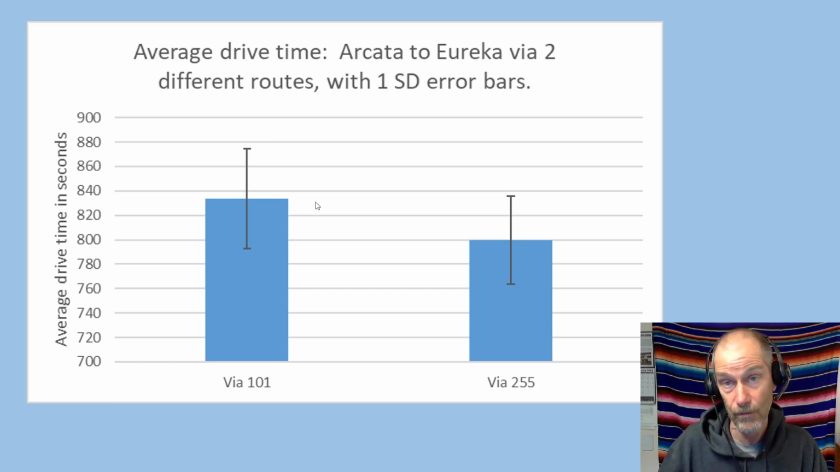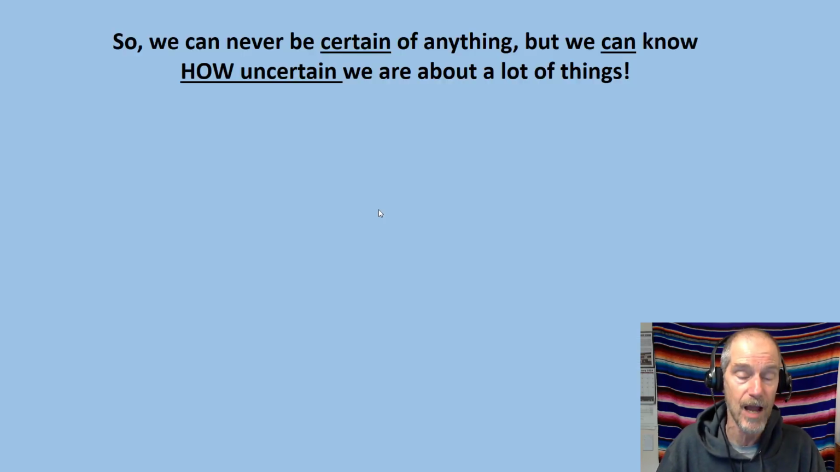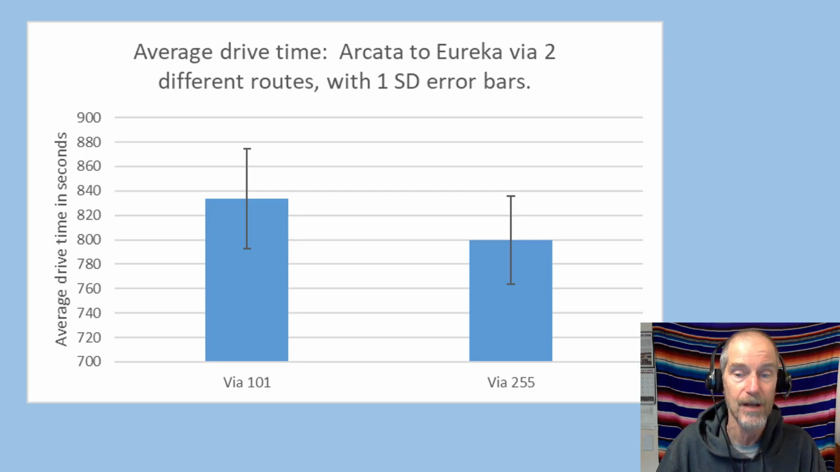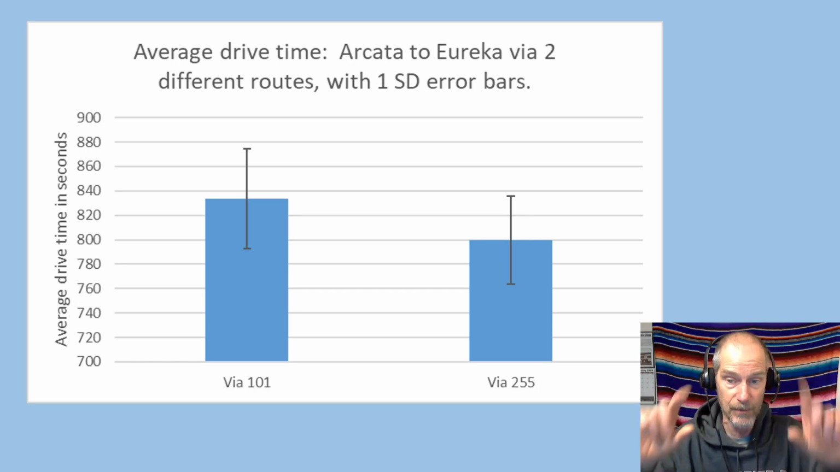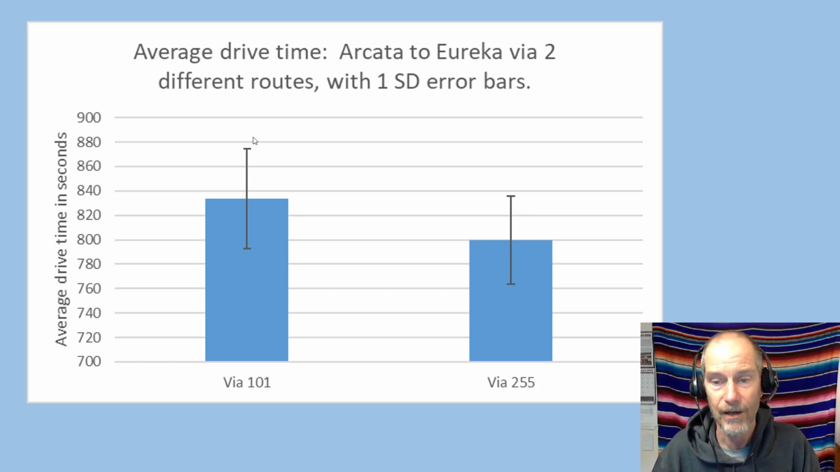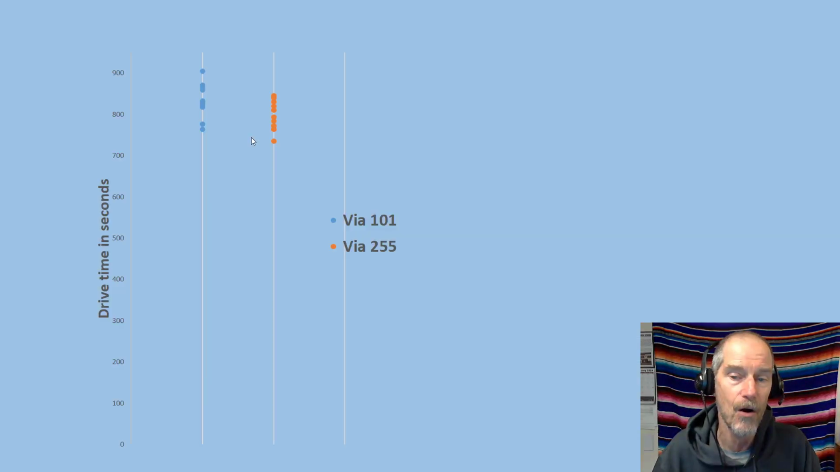Another way, if you did take statistics and you learned how to do standard deviation, of showing this data is to put in standard deviation bars: average drive time, Arcata to Eureka via two different routes, with one standard deviation error bars. This again shows the averages at the top of the bars, but these error bars give you the variation. They show you the variation between the two routes, and you see that when it's shown this way, there's a lot of overlap between these two routes.